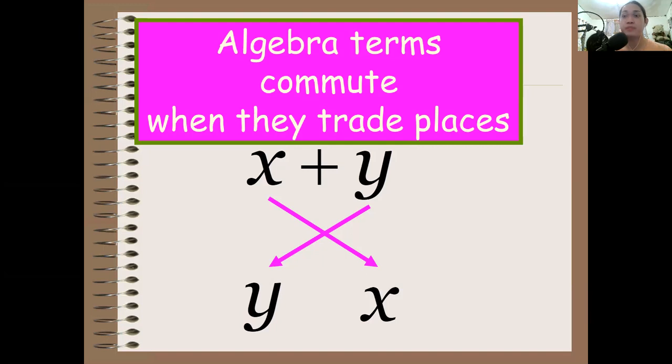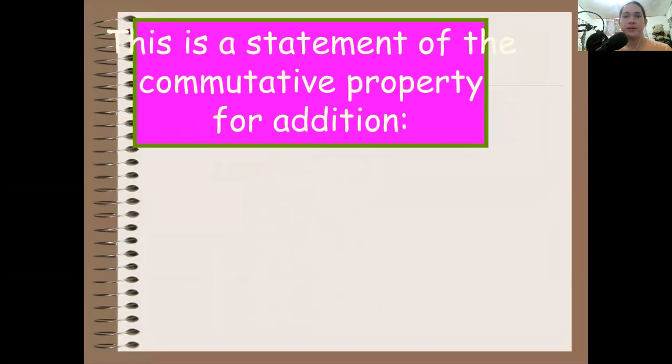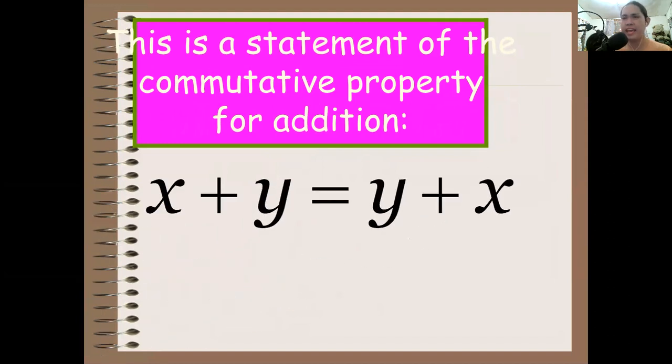There are two types of commutative property. The first one is the commutative property of addition. As you can see, x plus y is equal to y plus x. This is a statement of the commutative property for addition. As I have said, x plus y is equal to y plus x.